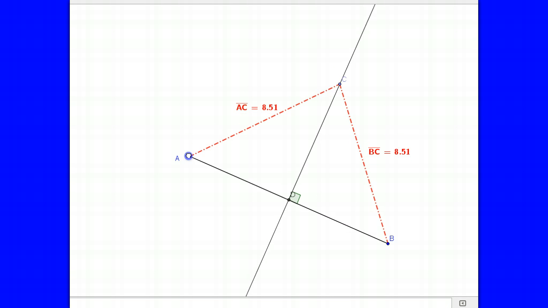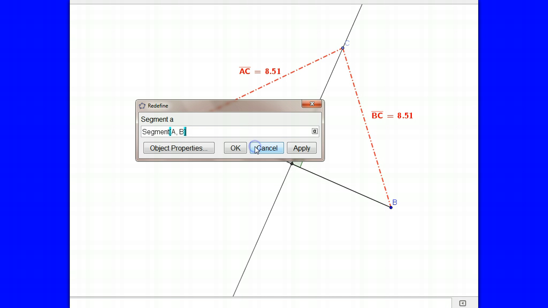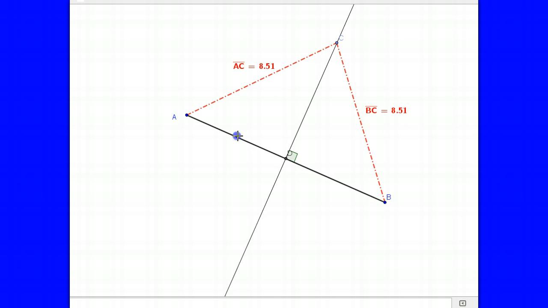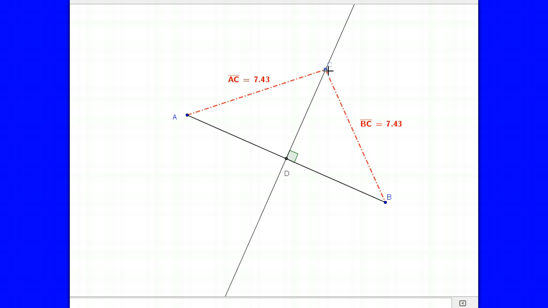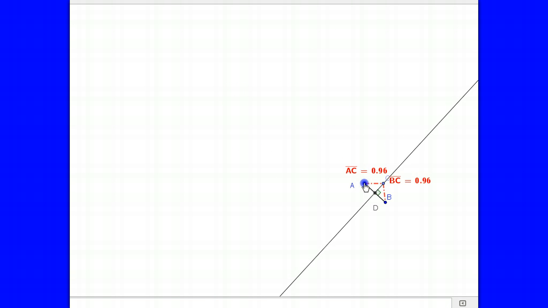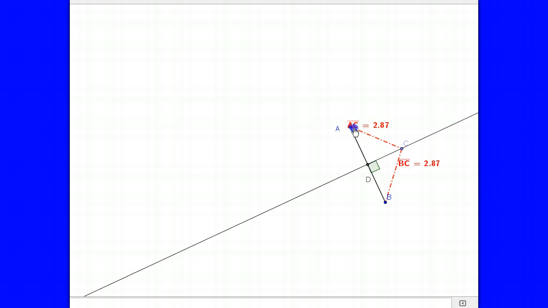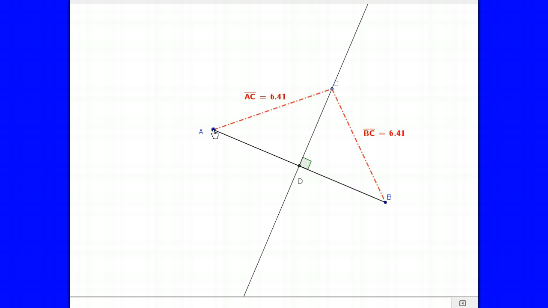Okay, so I have my segment AB, and this line right here is the perpendicular bisector. Point D here is the midpoint of segment AB. And what I've done is I just put point C, this point up here, it's just a point on the perpendicular bisector. It doesn't matter where I move segment AB, how small it is, where I move it around, it has no bearing on anything. Our line is always perpendicular at the midpoint.